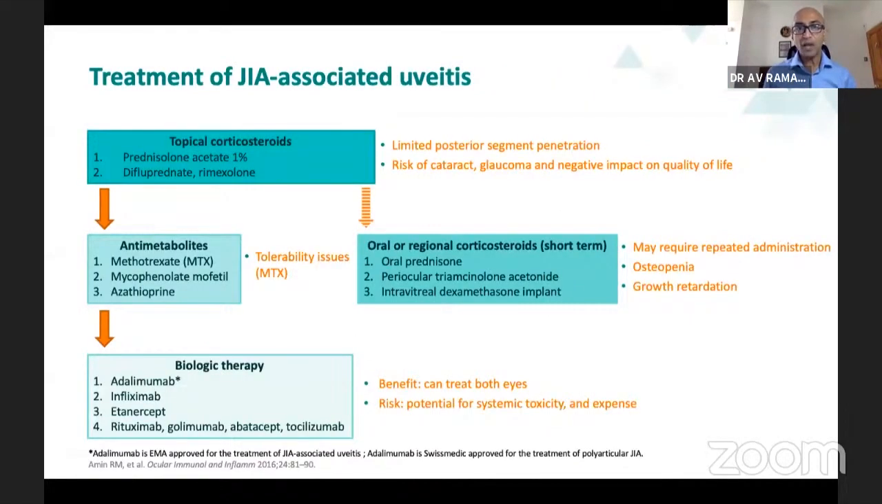So where are we now? We know that these are the therapeutic options available, and then I'll go through some of the biological options. What are the issues with topical corticosteroids? They have limited posterior segment penetration. So if you have posterior uveitis or pan-uveitis, they are really not that appropriate. And then the biggest risk in children is the risk of cataracts.